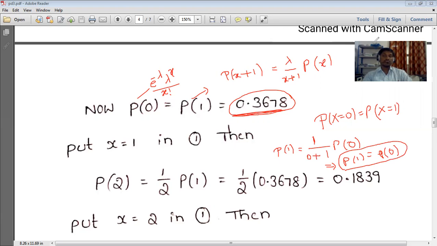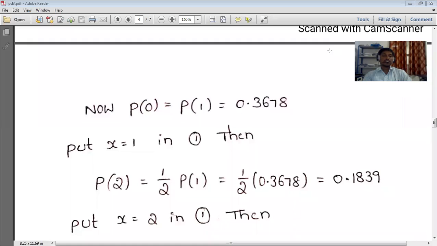Now we are substituting x is equal to 1 in equation 1. Equation 1 is nothing but this one, the recurrence formula. By substituting 1 in place of x, 1 plus 1 is nothing but 2, and lambda is nothing but 1. So 1 by 2 into p of 1, which we already calculated and substituted here, and by simplifying that we got 0.1839.